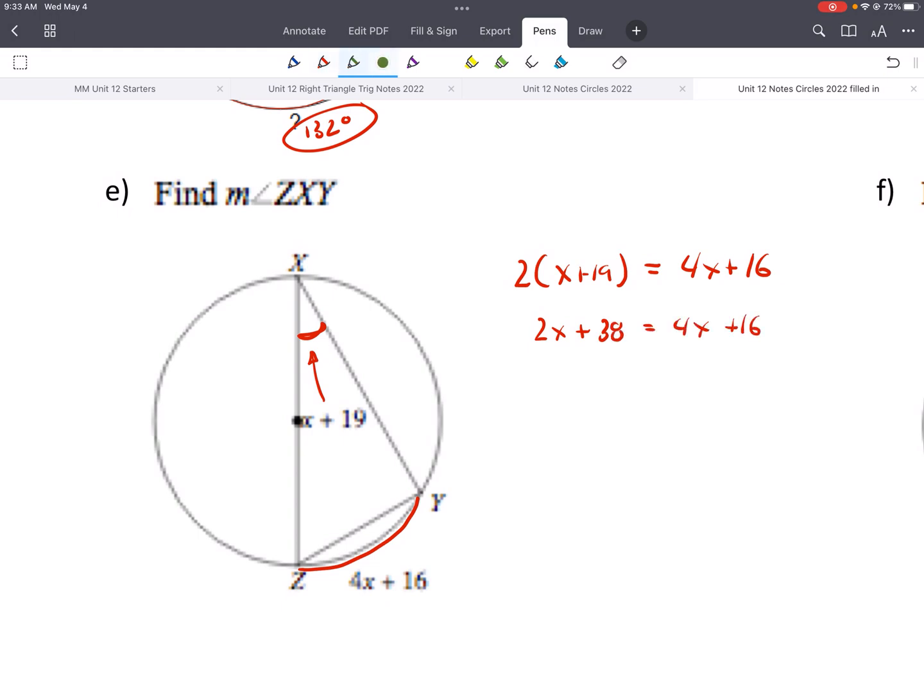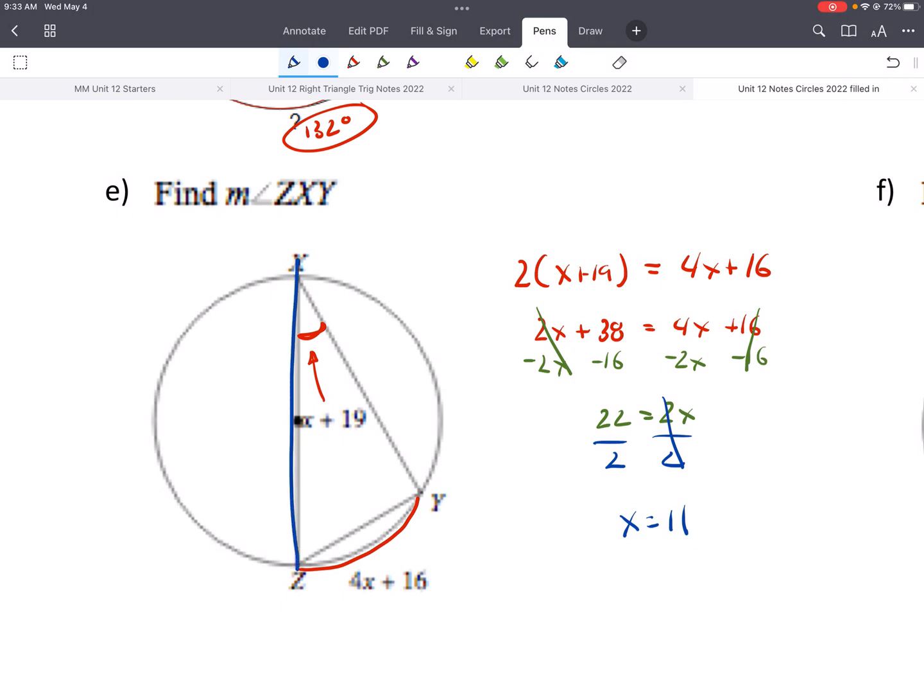We can get x on one side and the constant on the other side, and we'd get 2x on that side, and then 38 minus 16 gives us 22. Then we can just divide both sides by 2. So x is equal to 11. They're asking for the angle ZXY. If you're doing an angle, the vertex is always the middle letter, if that helps.